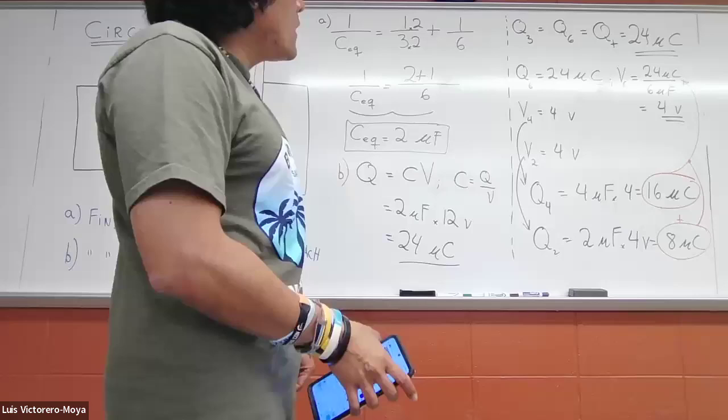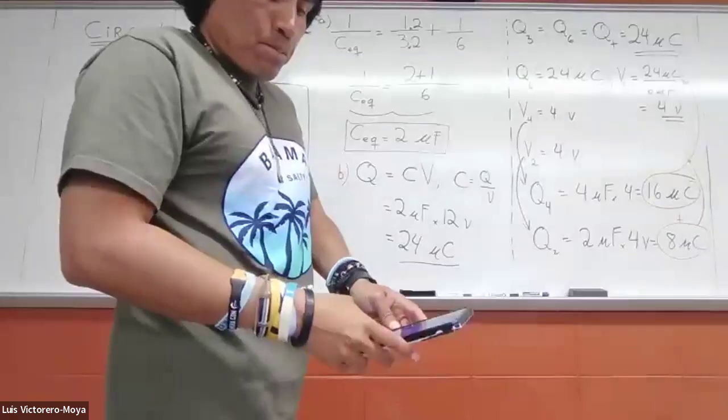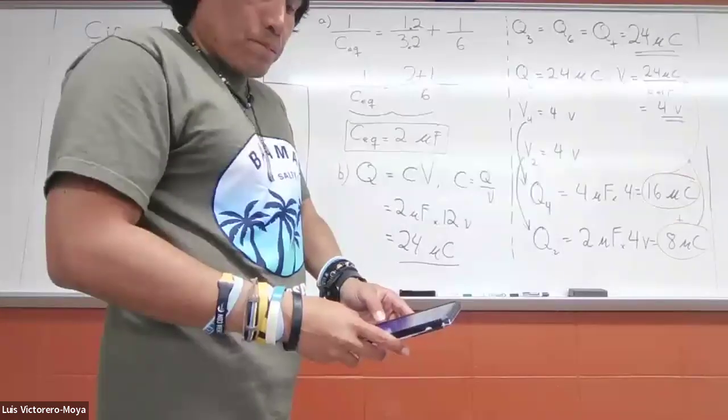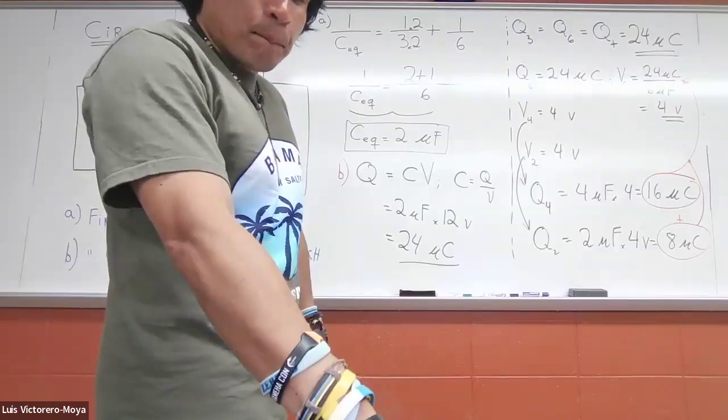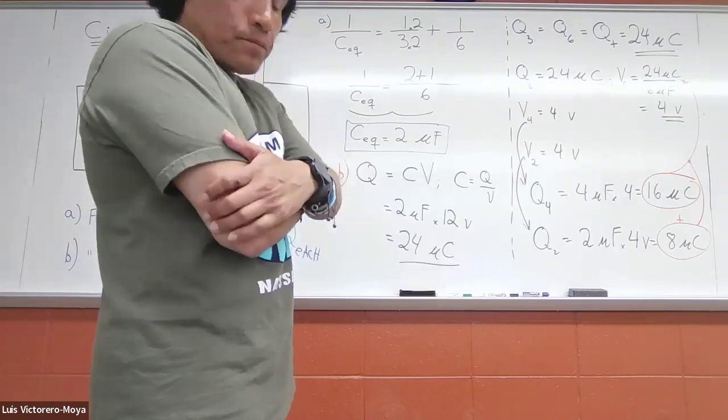Yeah, Professor, I have a question. So Q3 is equal to 24 and Q6 equal to 24. Which one is equal to 24? Yeah, because they are in series. Yep. Make sense?